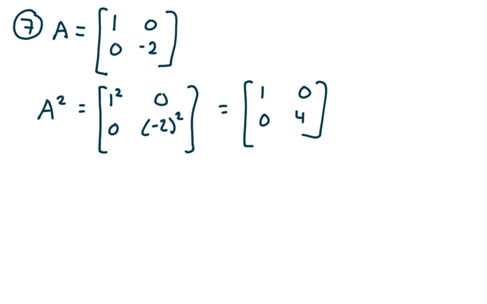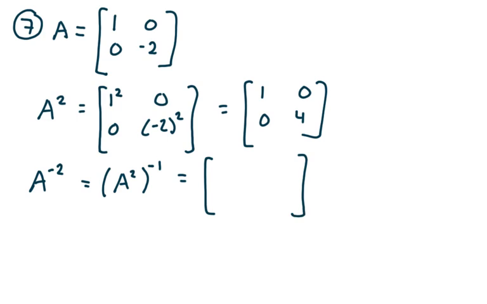Now, if I wanted A to the negative 2, there's a couple ways you can think of this, but I would suggest writing this as A squared and taking the inverse of A squared. But the inverse of A squared can be done pretty quickly, because all I have to do is take the reciprocal of the entries along the main diagonal of A squared. So in other words, this is going to be 1, 0, 0, 1/4.